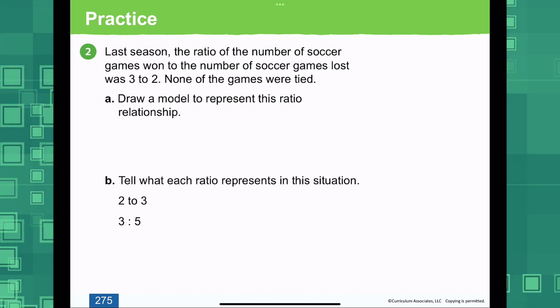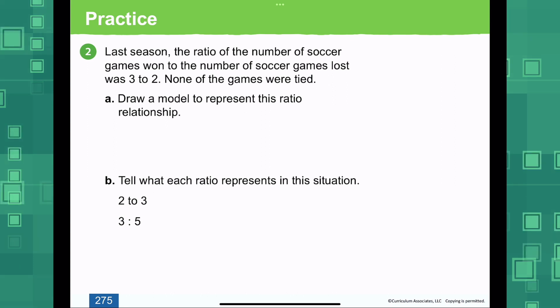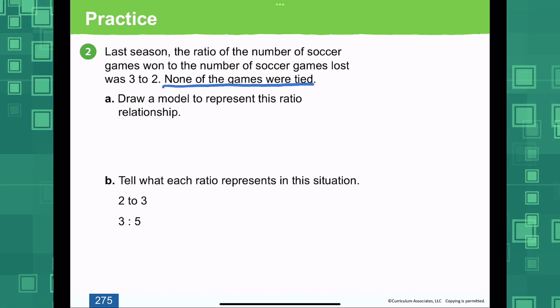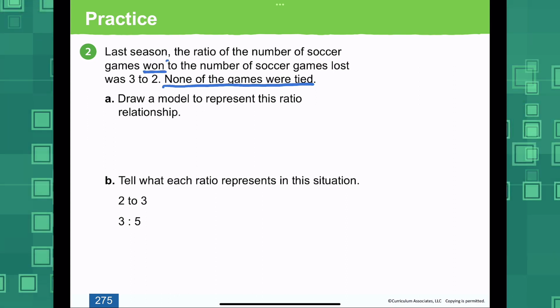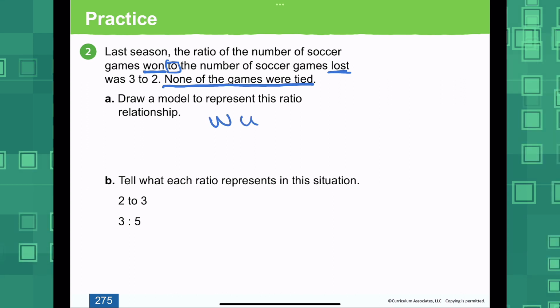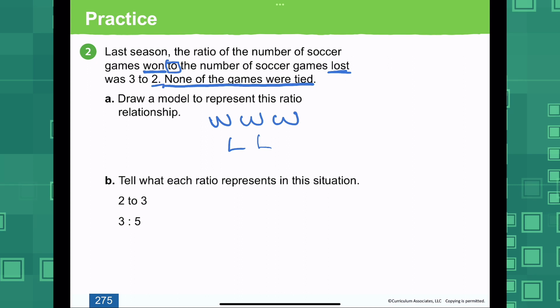All right, number 2, you could probably try this one on your own. It says last season, the ratio of the number of soccer games won to the number of soccer games lost was 3 to 2. Very important here, none of the games were tied. So to represent a model, I'm going to use letters in this case, because you can. We'll say W for wins, which was 3, and L for losses, which was 2. Here's a model that can represent that.